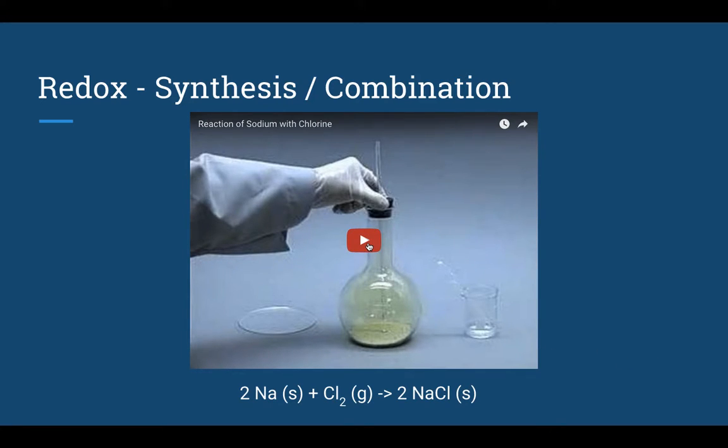So this is actually one that we would not do probably in a high school chemistry lab because it's pretty dangerous. Chlorine is like really nasty stuff. They used it in World War I as a chemical warfare agent. Sodium is a nasty metal that explodes when in contact with water. So we're just going to listen to it.